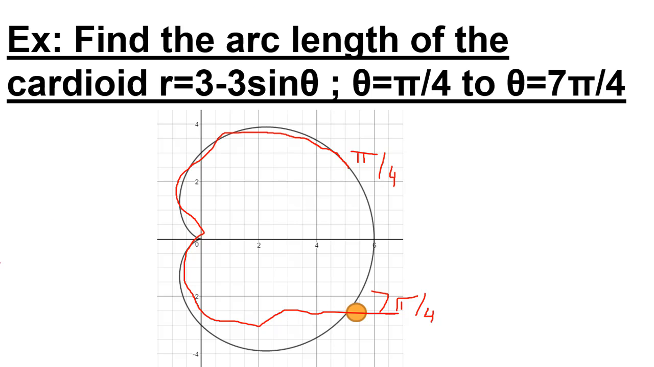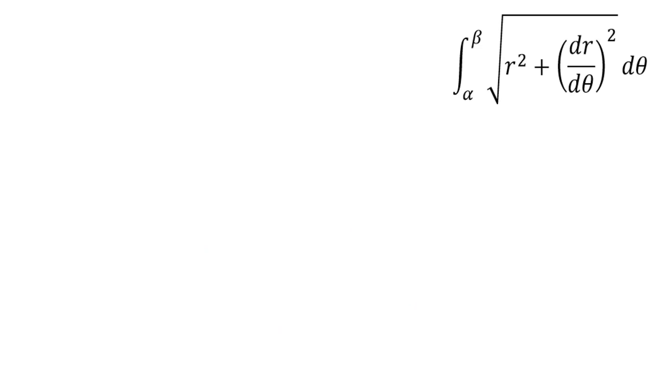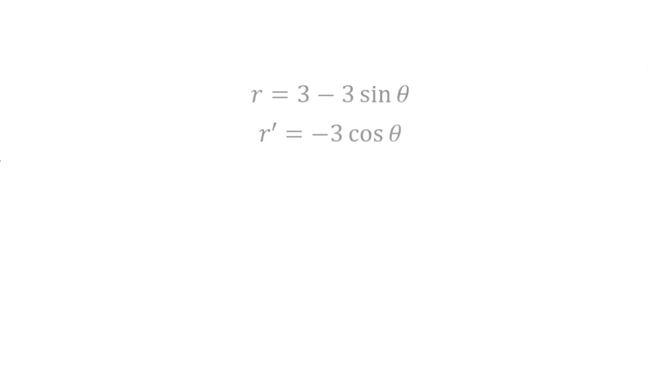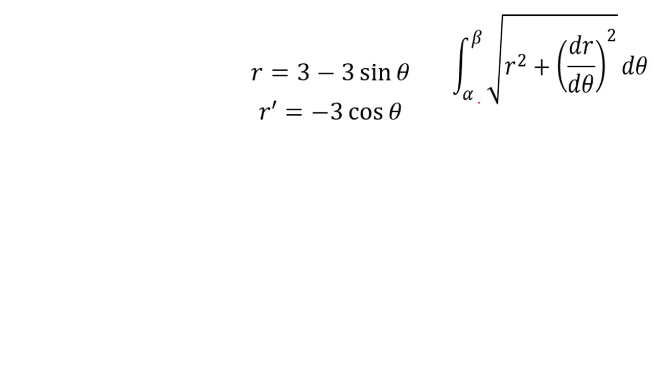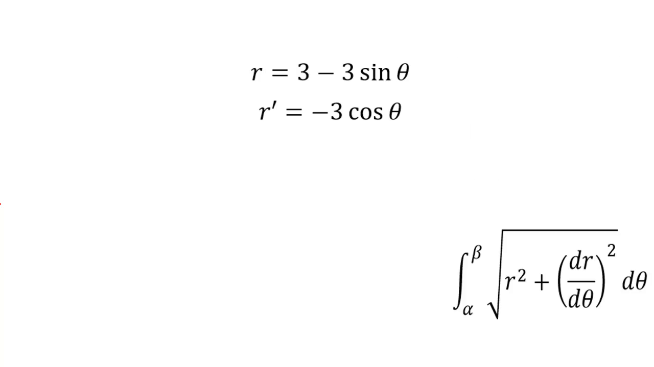So how do we do it? Well, first you remember the equation. What is r and what is dr? r is equal to 3 minus 3 sine theta, and r prime, or dr over d theta, is minus 3 cosine theta. And then what is next? What are alpha and beta? Alpha is pi over 4 and beta is 7 pi over 4.